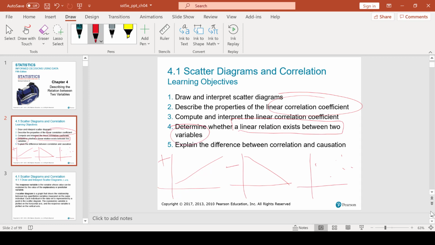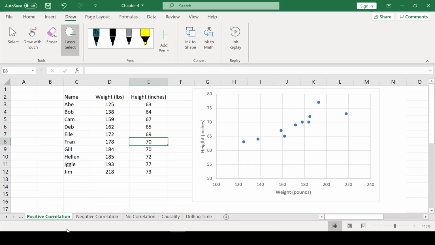So it's not just a matter of, yep, looks like that line's headed up, or looks like that line's headed down. We're going to look at correlation coefficients with that same set of data to determine and quantify how good of a relationship I have between two variables. Here we have our positive correlation. Weight and height are positively correlated.